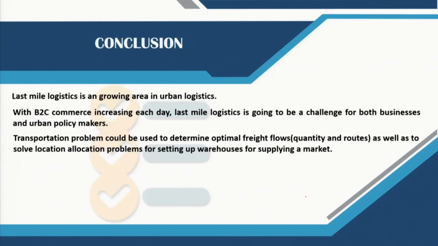So to conclude, last mile logistics is a growing area in urban logistics, and with B2C commerce increasing each day, last mile logistics is going to be a challenge for both business and urban policymakers. Transportation problem could be used to determine optimal freight flows, both quantity and routes, as well as to solve location allocation problems for setting up warehouses for supplying a market. So we have seen transportation problem and transshipment problem used for determining freight flows, the total quantities that have to be sent and the routes that have to be taken, and also the allocation problems, such as setting up of warehouses, the size and location of warehouses.